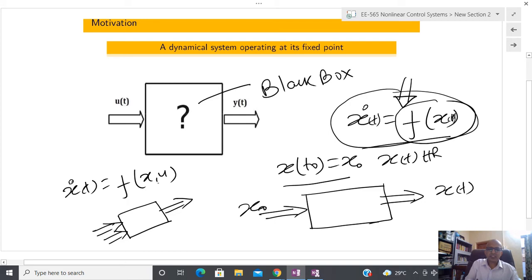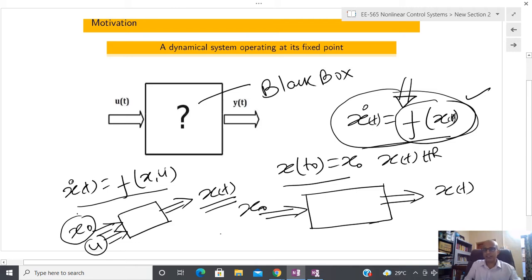Autonomous, sir. This is an autonomous system, but here I have introduced another thing, u. This is called a forced system. Please revise everything again. And x(t) is the output, and here again I have two inputs: one is the initial condition x0 and another is the control u. In this case, if I know the initial condition and u, and if I know this differential equation, then I am able to uniquely predict the future. That is the interpretation. Up to here, does anyone have any confusion?